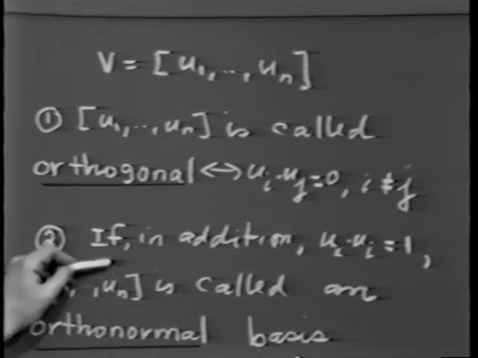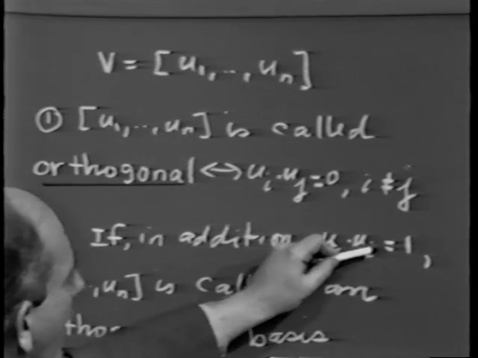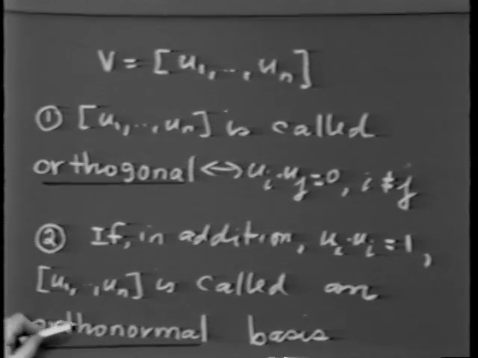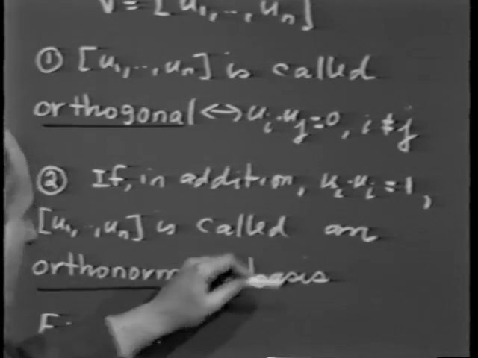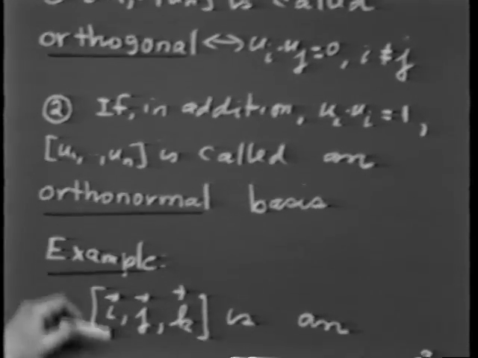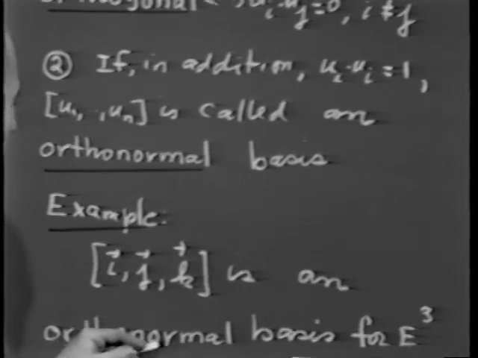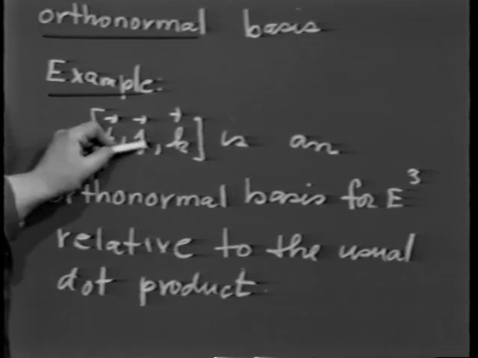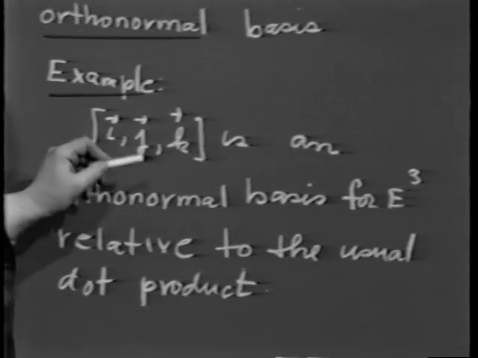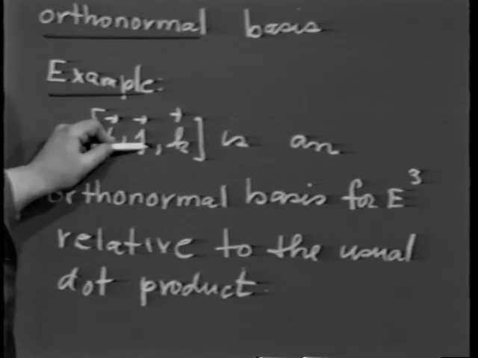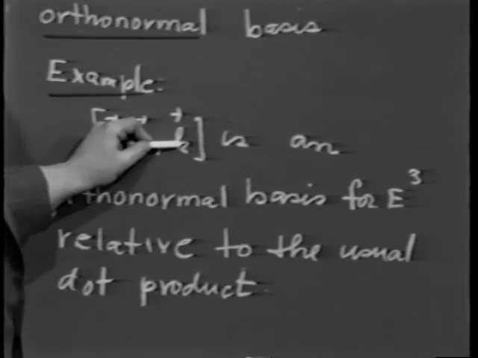In particular, if in addition the dot product of any vector with itself happens to be 1, then the basis is called an orthonormal basis. And this whole idea is modeled after the usual example that in 3-dimensional space, i, j, k forms an orthonormal basis relative to the usual dot product. In other words, i dot j, i dot k, and j dot k are all 0, but i dot i, j dot j, and k dot k are all 1.